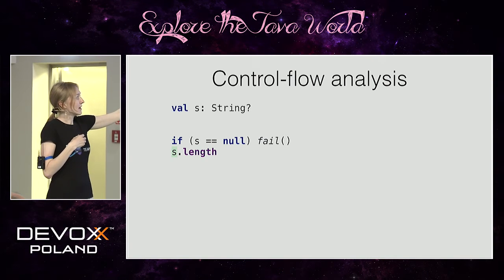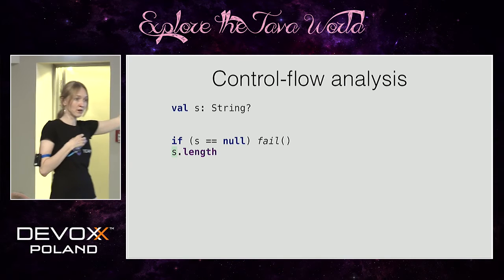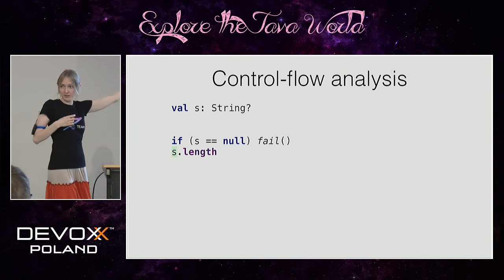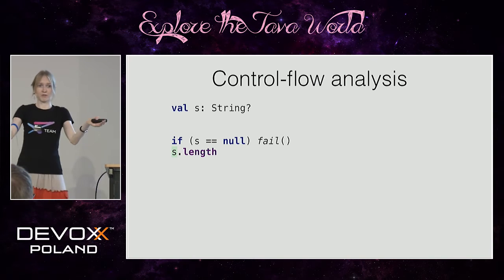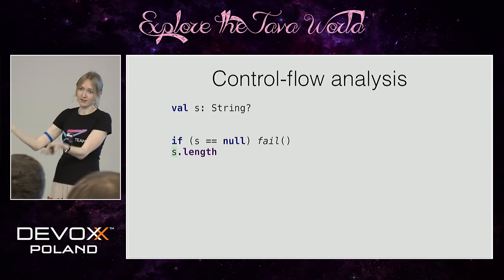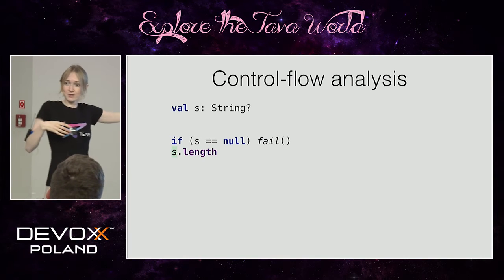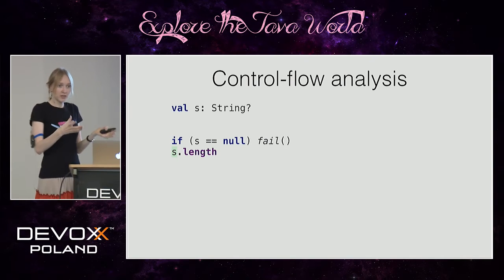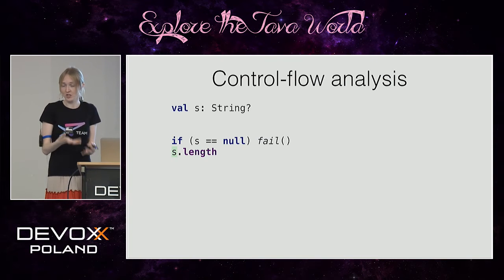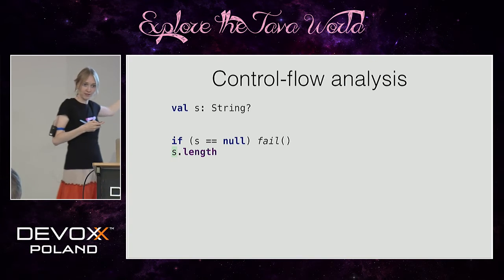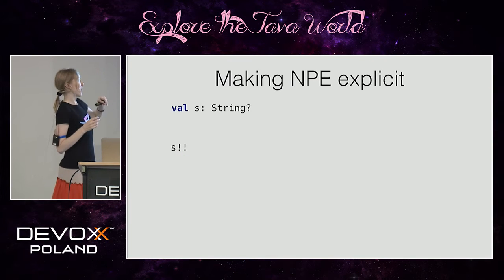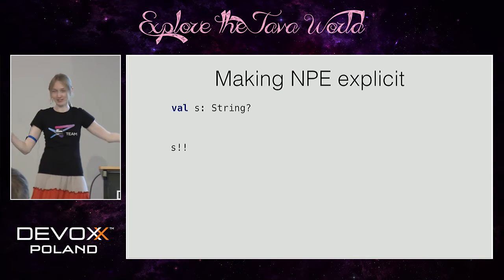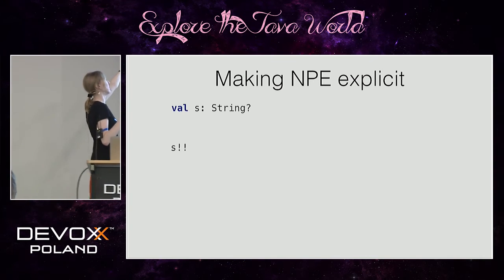Another way to cope with these nullable values is to check explicitly, which is a common pattern in Java, I suppose. You just check whether your variable is null, and if it's null, then in this case you fail. This fail function will throw an exception, or you can return. And the Kotlin compiler is smart, so it notices that check and allows you to dereference it easily. And one last way, if you really want a null pointer exception, if you love null pointer exceptions and can't live without them.